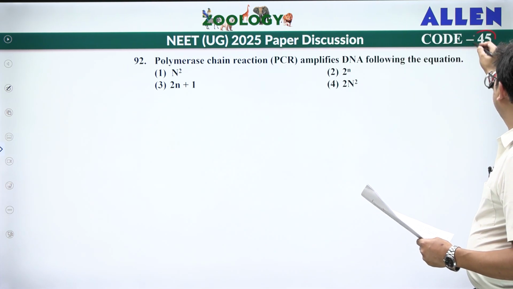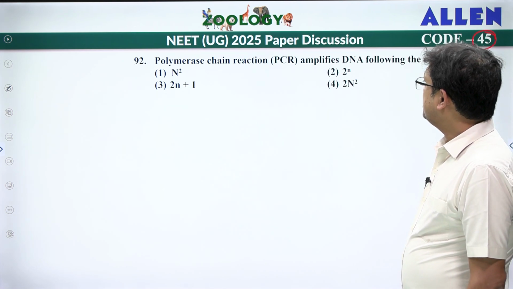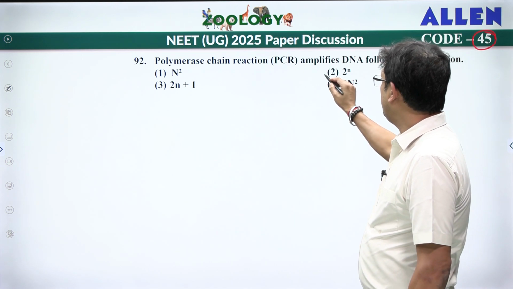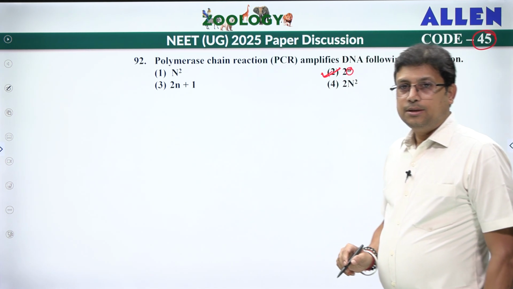So code 45. So in the code 45, question number 92. Polymerase chain reaction amplifies the DNA following the equation. So which equation does it follow? 2 to the power n, where n is the number of cycles.